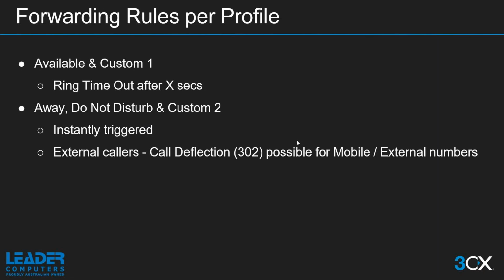And forwarding rule per profile. As I previously mentioned, Available and Custom one are almost similar, with ring timeout after a certain amount of time, and then it follows whatever the destination is. Away, Do Not Disturb, and Custom two are instantly triggered. As soon as the call comes into the extension, there is no ring timeout, so it is instantly triggered. External callers either go to voicemail or the call ends, depending on whatever the forwarding rule option is set to.